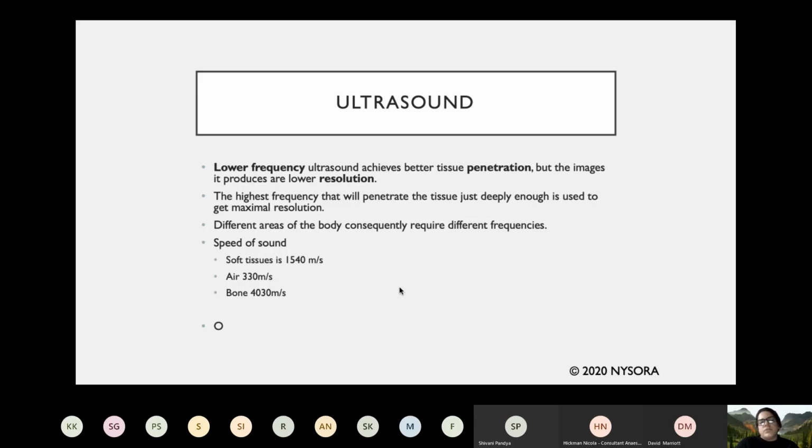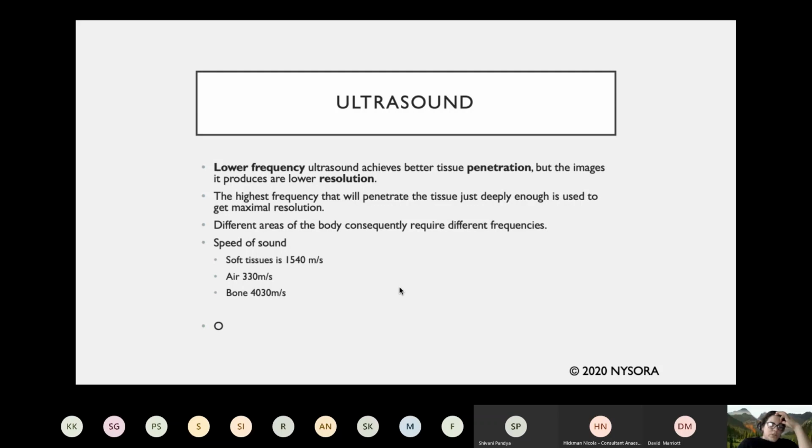So essentially, whenever you're using an ultrasound, whatever the purpose, you just want a frequency that penetrates the tissue just well enough to get a good resolution. So you might need a lower frequency if you're looking for something deep in the body, and you might use a higher frequency if it's very superficial. I've borrowed some pictures from Nysora to illustrate this, because it's quite nice to see it visually.